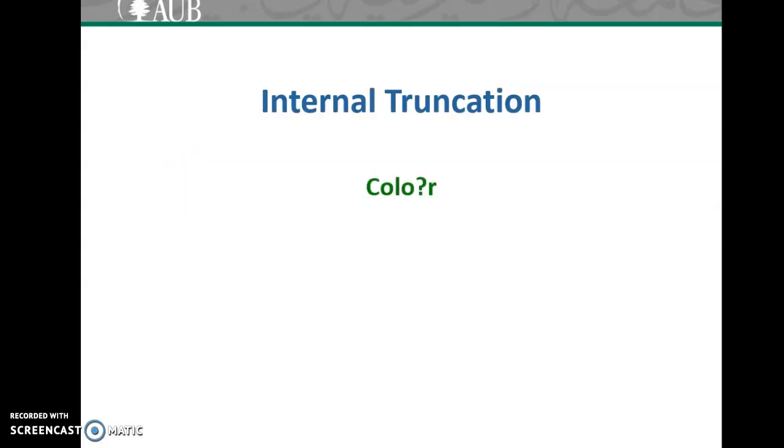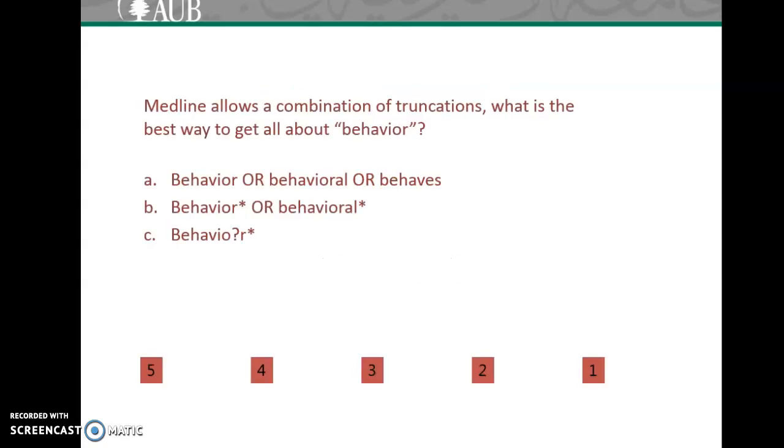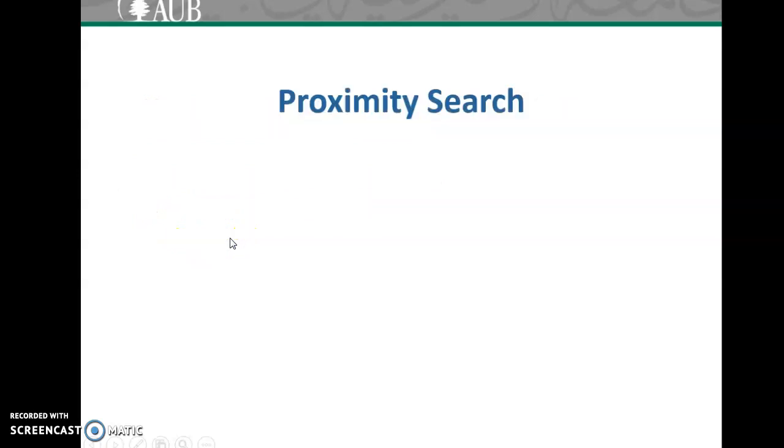Internal truncation: colo?r. In MEDLINE, the question mark represents 0 or 1 character or letter. So it would give me color, British or American. I can use it also in theses or thesis. MEDLINE allows a combination of truncations. So what's the best way to get all about behavior? It is behavio?r*, which accounts for the American or British behavior, and behaviors, and behavioral.